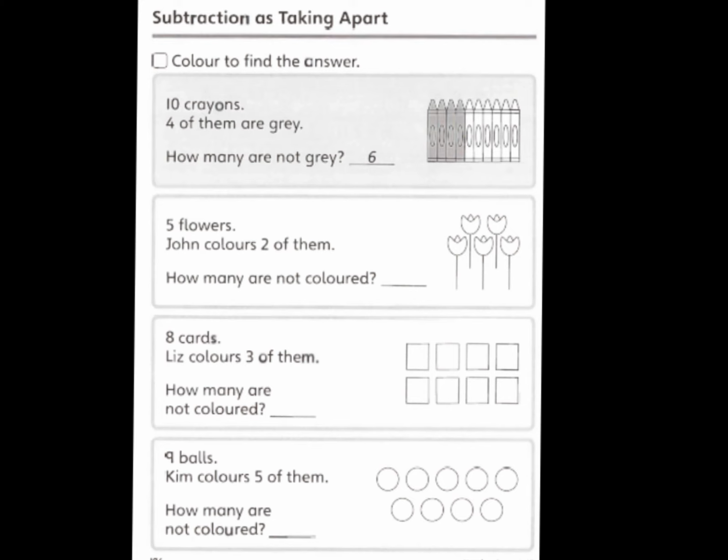So 2 pages, I think, today. Number sentences, you might need someone to help read with you, but these are talking about flowers. This is talking about cards, and this is talking about balls. I have 5 flowers. John colors 2 of them, so you should color 2. How many are not colored? 8 cards. Liz colors 3. How many are not colored? 9 balls. Kim colors 5. How many are not colored? So you can color them in or you can X them out. Means the same thing.